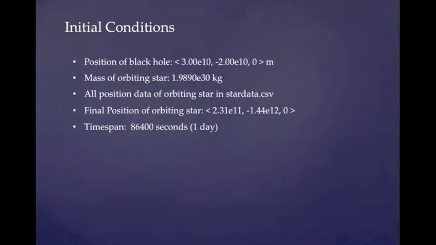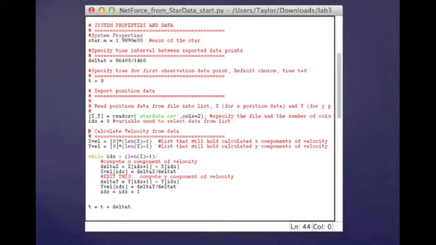The final position of the orbiting star is 2.31 times 10 to the 11th, negative 1.44 times 10 to the 12th, 0 meters, and the time span is 86,400 seconds, which is also 1 day. Here we can find our initial conditions.